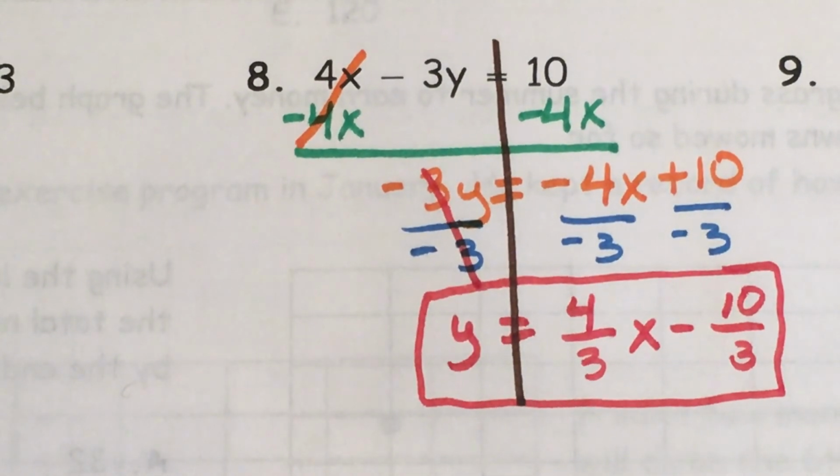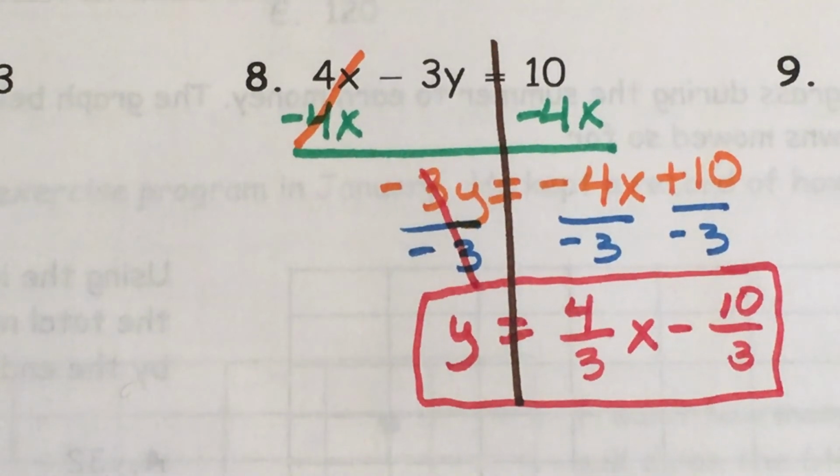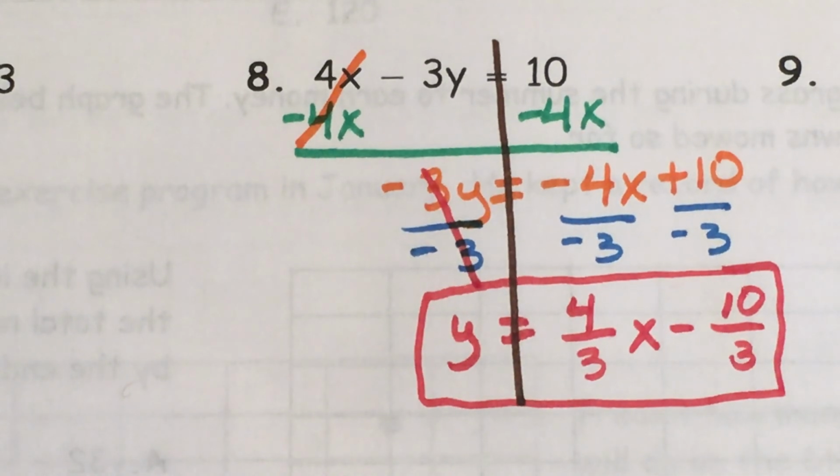We've done almost half of them together. We've done 5 of the 12. So you've just got 7 problems.